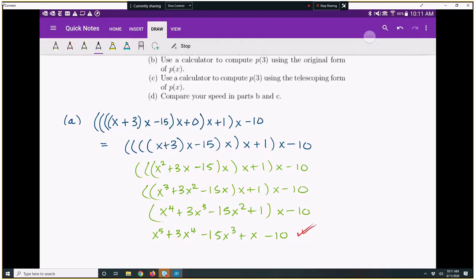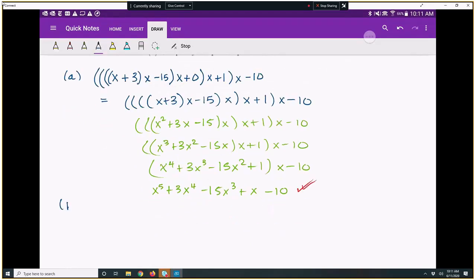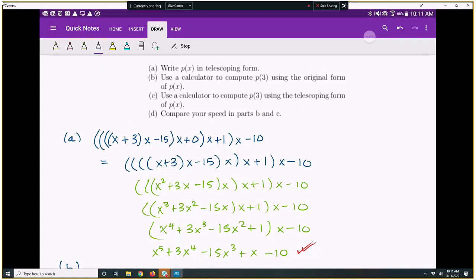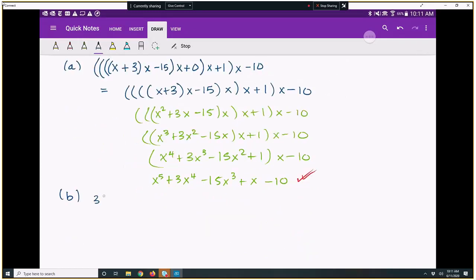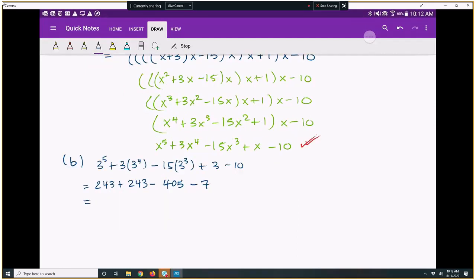Part B asks me to use a calculator to compute P of 3. I'm just going to go ahead and compute it using the original form. So this is going to be 3 to the power 5 plus 3 times 3 to the power 4 minus 15 times 3 cubed plus 3 minus 10, which is 243 plus 243 minus 15 times 27, which is 405. And then minus 7 if I combine 3 and negative 10. And this ends up being 486 minus 412, which is 74.